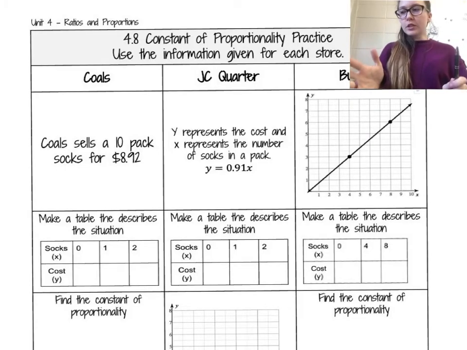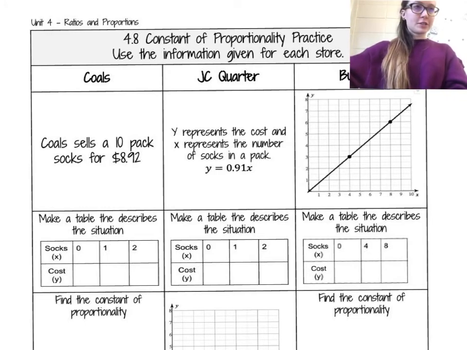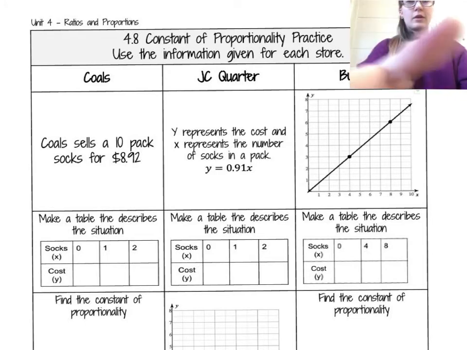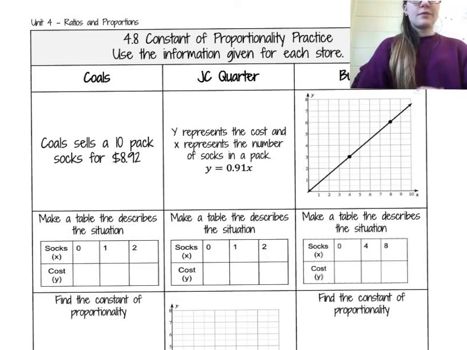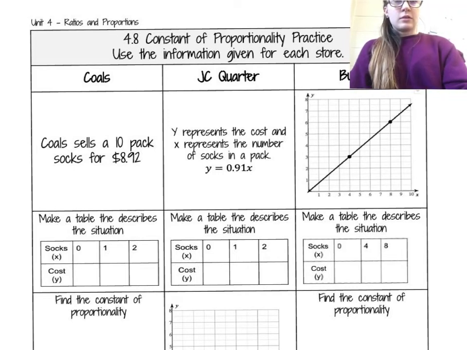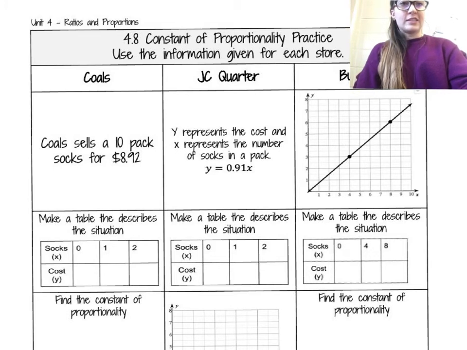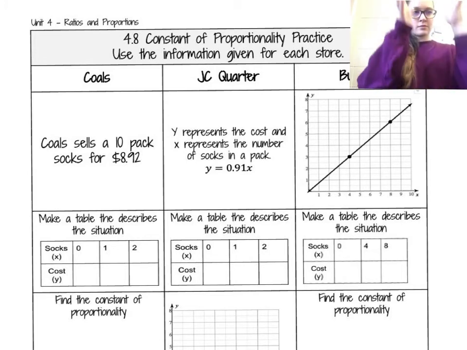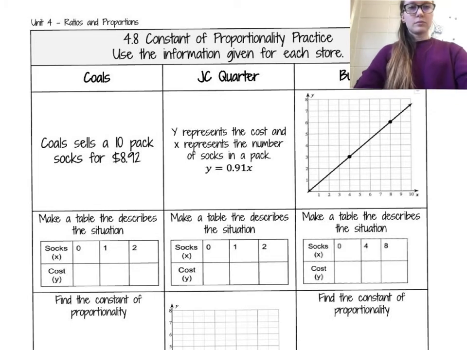Okay, so your homework, how it works, and I'm gonna zoom out. So this whole column has to deal with this situation. This middle column is about J.C. Penney, and then the bullseye column. So it goes up and down. Okay? So I'll help you with a few of them.